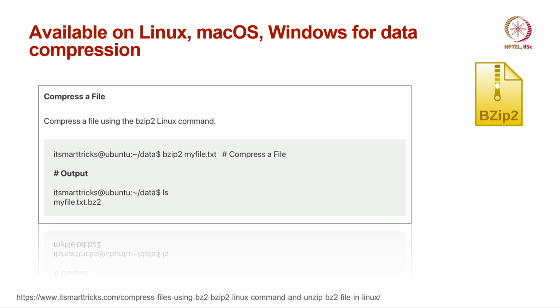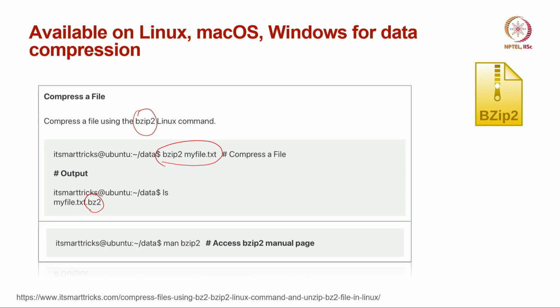Also, I want to mention that if you are using any Linux, Mac OS or Windows system, then most operating systems will already have this tool bzip2 installed. For example, if you have a Linux system, you can go and try compressing your file, and you will see that it produces a compressed file once you run this command. That file will have the extension bz2.